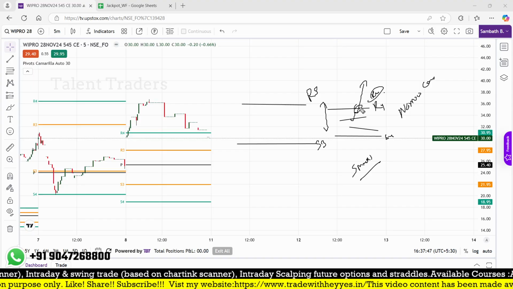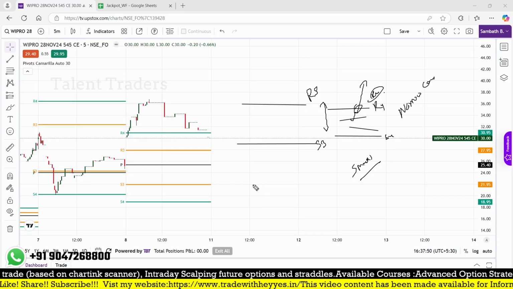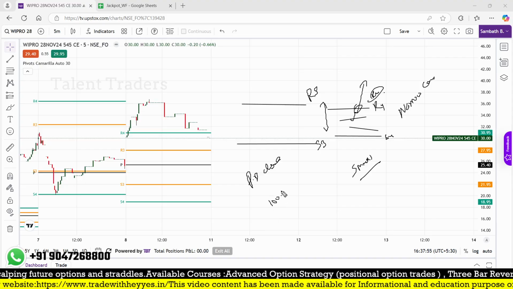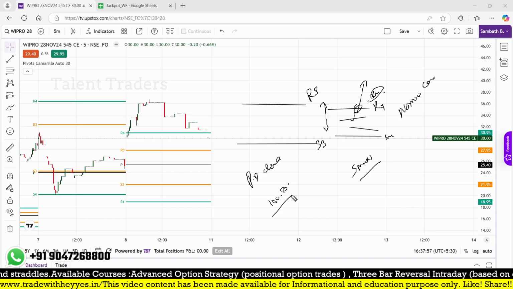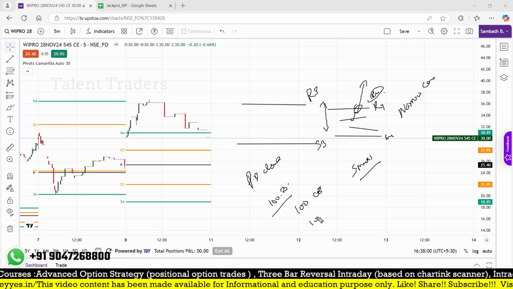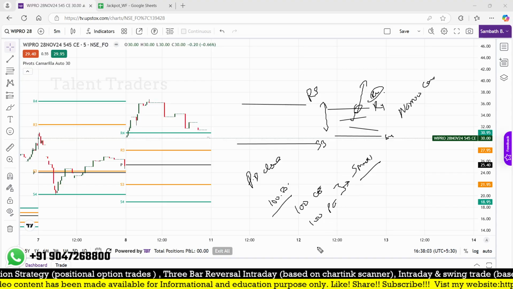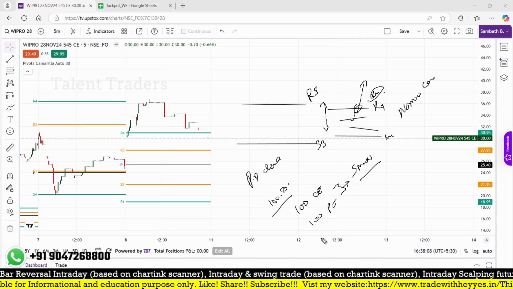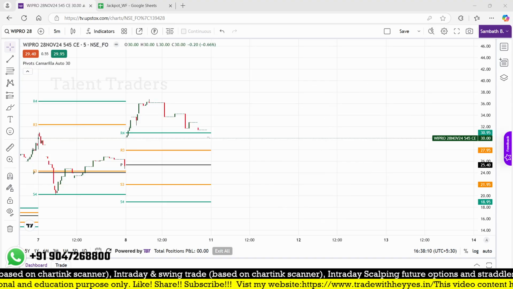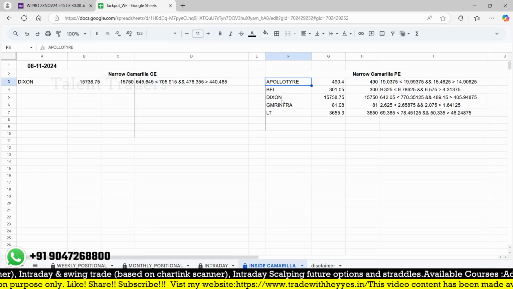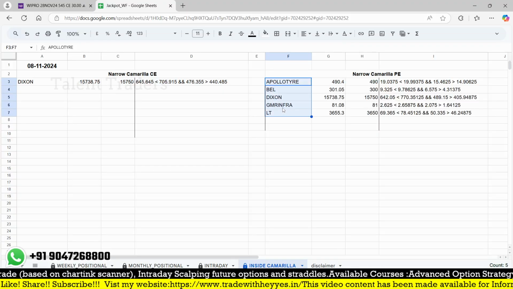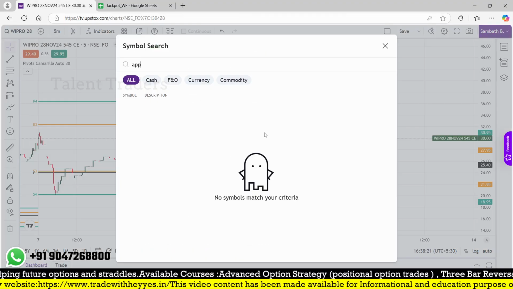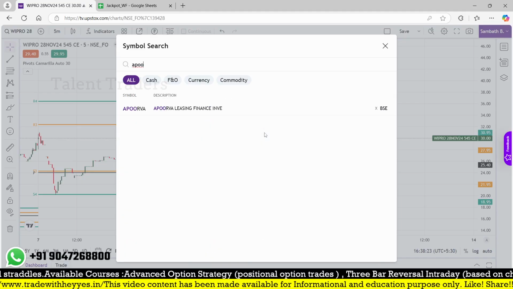How we select the strike price is based on the previous day's closing. For example, if a stock closed at 100.3, we take the strike price 100 call and 100 put. We take both out, and we check which of those strike prices form an inside Camarilla. We update this daily before market open. For example, yesterday, these are all the stocks forming an inside level. Apollo Tire, 490 is the strike price.